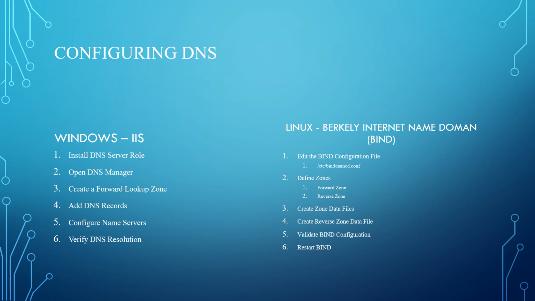To edit the BIND configuration file, first locate the config file in the specified directory within this slide. Utilize your preferred text editor to open the configuration file. Within the configuration file, the forward and reverse zones will need to be defined. The forward zone maps the domain names to the IP addresses, and the reverse zone maps IP addresses to the domain names.